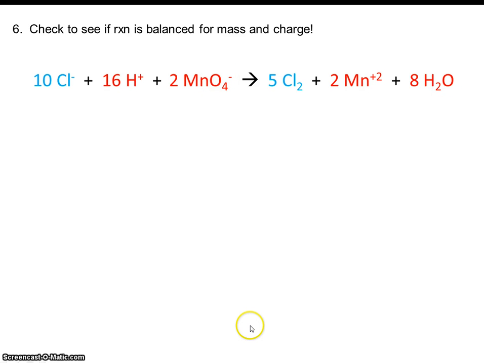Let's check and make sure we're balanced for charge. We have -10, we have +16, and we have -2. That sums up to +4. On the right, the only thing we have is +4. So we have +4 on the left and +4 on the right. So this reaction is balanced for both mass and charge.